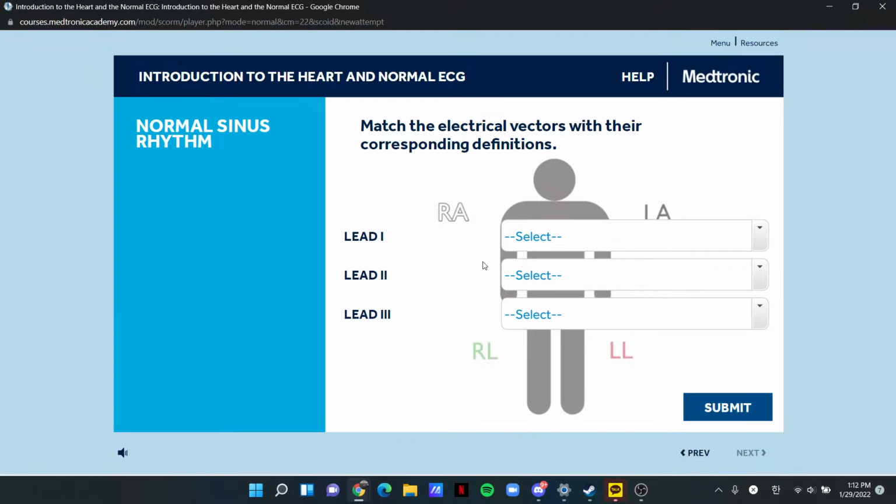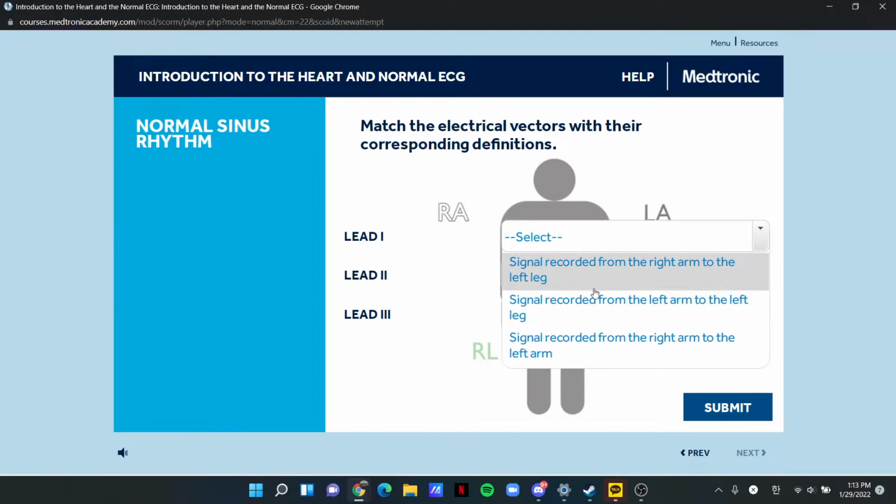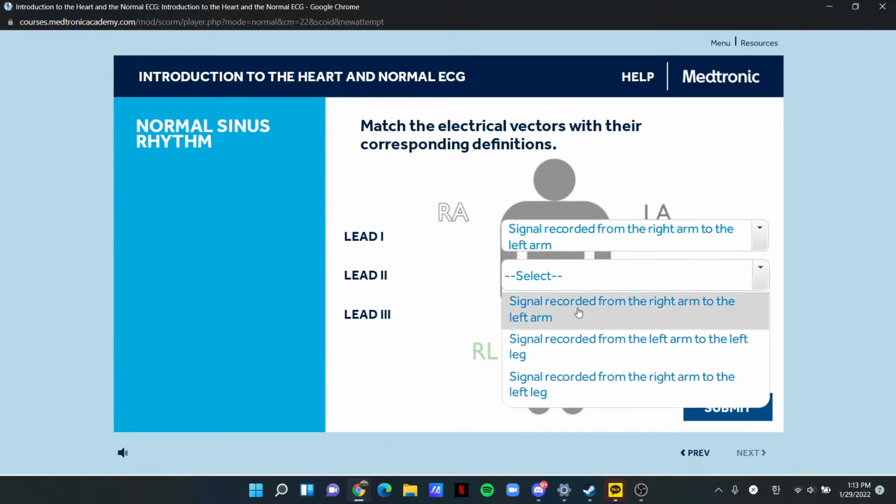Match the electrical vectors with their corresponding definitions. Lead 1 goes from right arm to the left arm. Lead 2 goes from right arm to the left leg.